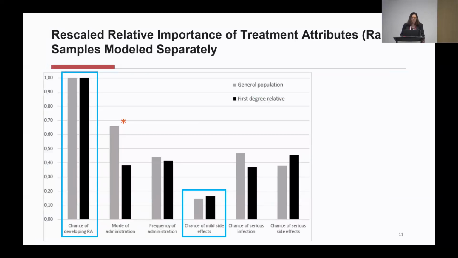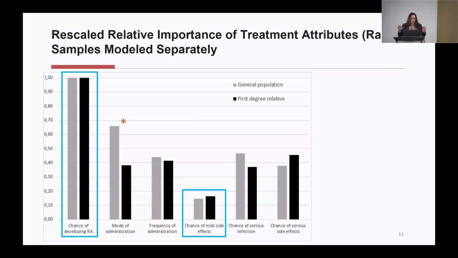So here's the model results. We look at the model and rescale to make the highest attribute size 10. So here you see that the most important attribute is the efficacy one, the chance of developing RA. And the least important one is the chance of mild side effects.